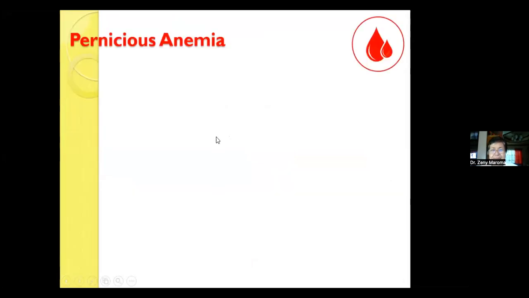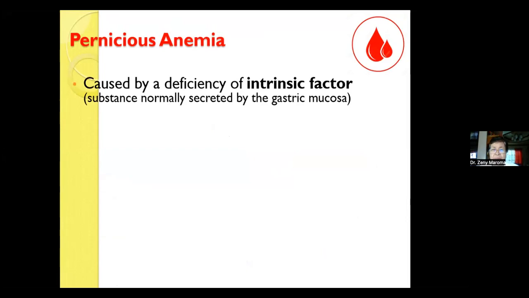All right. Pernicious anemia. When we say pernicious anemia, ang kulang naman dito ay vitamin B12. Hindi na-absorb because of deficiency of intrinsic factor. Intrinsic factor is normally produced by the gastric mucosa.